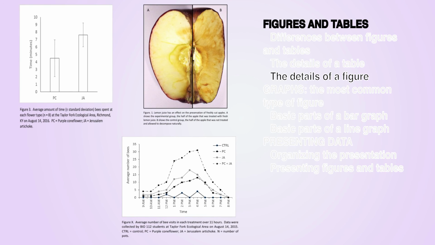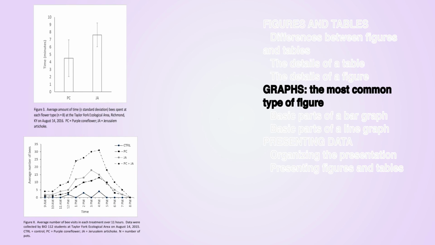The details of a figure depend on the type of figure. Regardless of the type of figure, every figure has a descriptive legend that is placed at the bottom of the figure. Graphs are the most common type, so they are emphasized in the following slides. Graphs are figures that show trends or patterns of relationships. There are many different types of graphs, but bar graphs and line graphs are two common types.